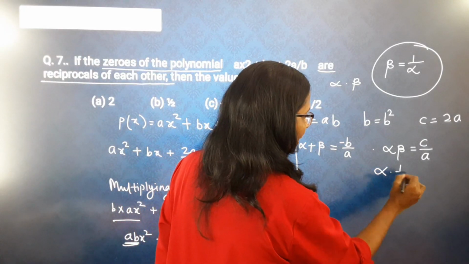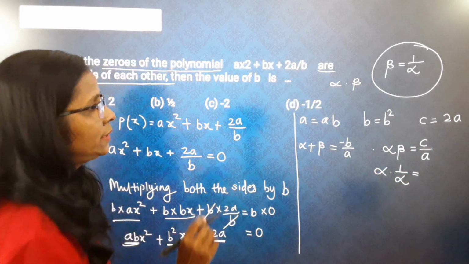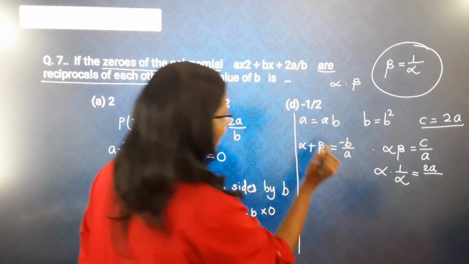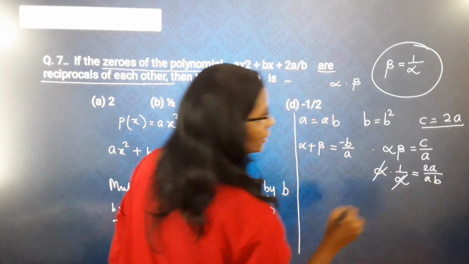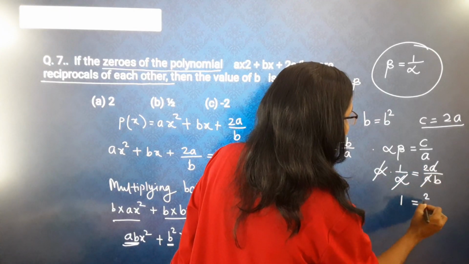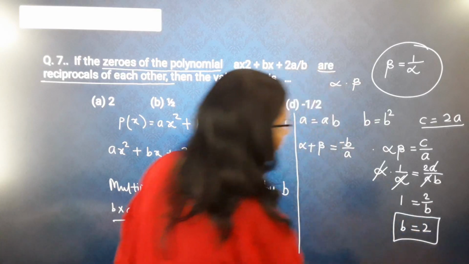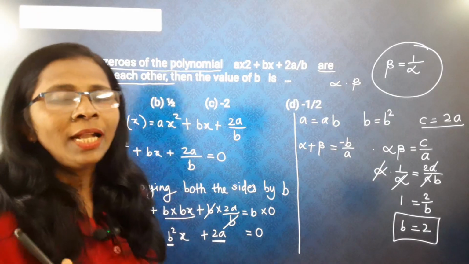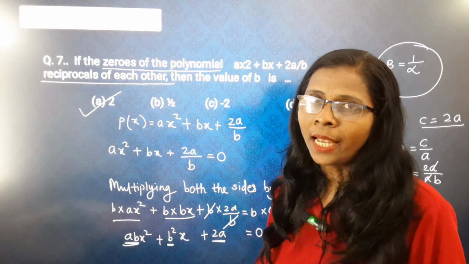So here alpha multiply 1 upon alpha, and the C, where is the C? Yes, here the value of C is 2a, and the value of A is ab. So alpha and alpha get cancelled, so here 1, and here a gets cancelled, and then 2. So here b is equal to 2. Here the value of b is equal to 2. So the option is the first one, option A, that is answer 2.